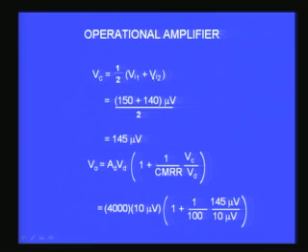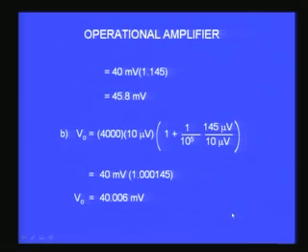and the common voltage is half of the sum of the two inputs. So, 150 plus 140 by 2, that will be 145 microvolt, and output voltage is AD Vd into 1 plus 1 by CMRR Vc by Vd. So, 4000 multiplied by 10 microvolt, which is the differential voltage, into 1 plus 1 by 100 for the first case, the CMRR is 100, and 145 by 10 microvolt, if you calculate, it is 45.8 millivolts.